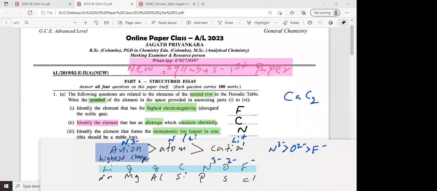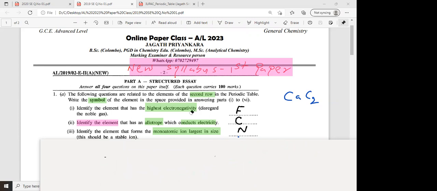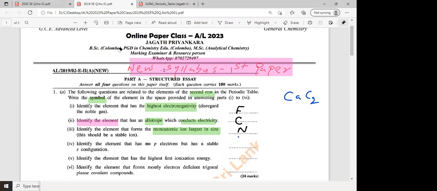Next one, I'll erase the screen. Then number 4. You can post the answer in the chat. Fourth one: the element that has no p electrons but has a stable s configuration. No p electrons, has a stable s configuration. Okay, let's see how many of you gave the correct answer.